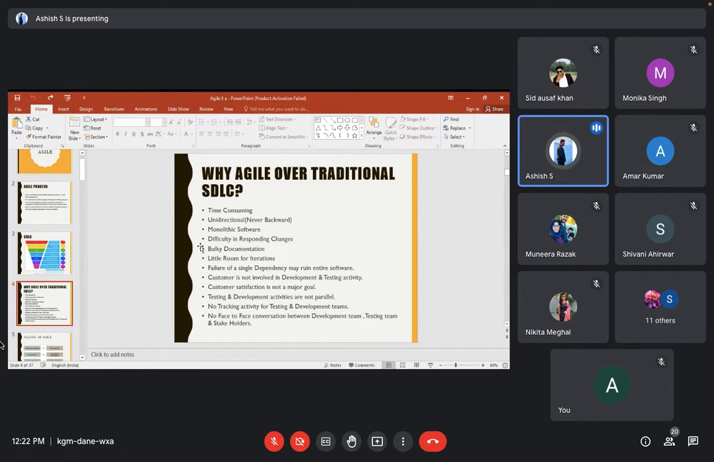Okay. See, documentation is more. All your CRS, SRS need to be documented. All your scenarios need to be documented. Release notes need to be documented. Any changes, any bugs, everything needs to be documented. Correct, right? And little room for iterations. You know that failure of a single dependency may ruin the entire software. In the sense, you guys know the bug life cycle.